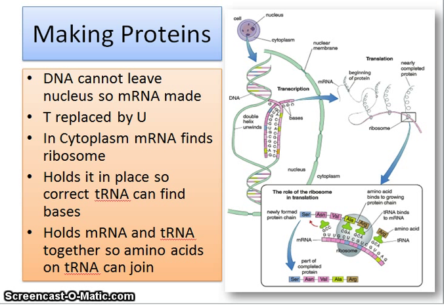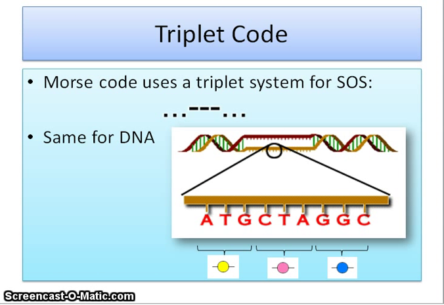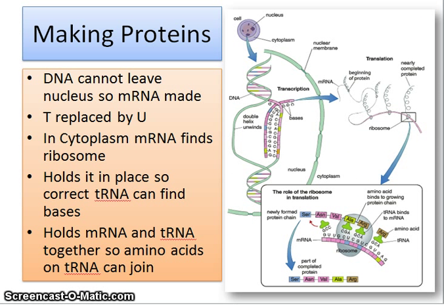Each triplet specifies a particular amino acid, and if you look back at the last slide, this is what I'm on about when I say a triplet code. It takes 3. So for instance, A, T and G, that's a code. C, T and A, that's a code. G, G and C, that's a code. So we've got our base triplets, and each triplet specifies a particular amino acid. So like I said, A, T and C would be for one amino acid, whereas A, C and T would be for a different amino acid.